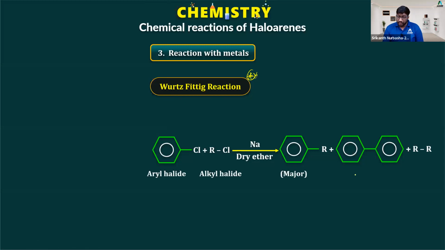These are nothing but side products: biphenyls, alkanes, and substituted benzene derivatives. Like if CH3, C6H5 is there, that is called toluene. Methyl benzene, ethyl benzene, isopropyl benzene, like that different kinds of alkyl substituted benzenes can be obtained whenever you try to do the Wurtz-Fittig reaction. But the disadvantage is you are going to get a mixture of products, where the separation becomes difficult.